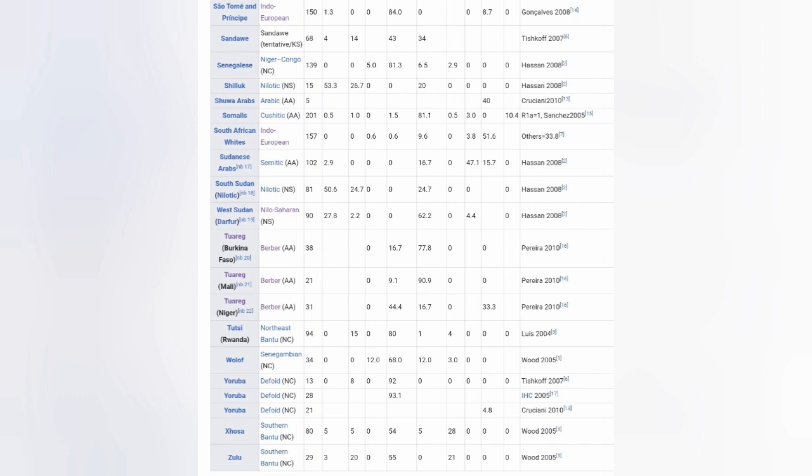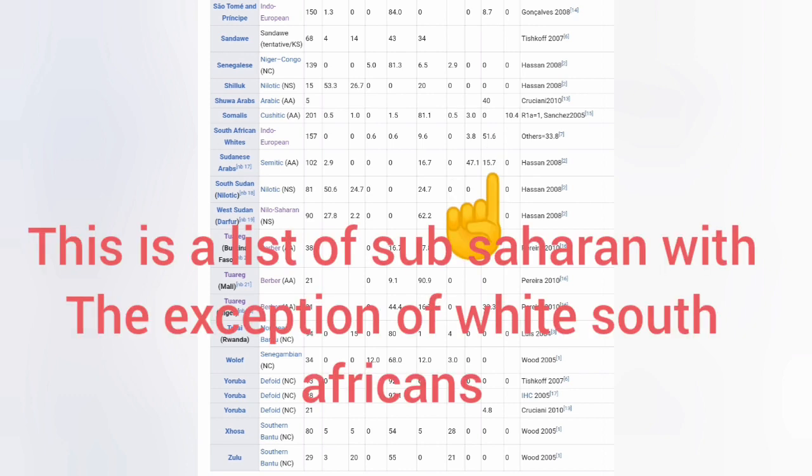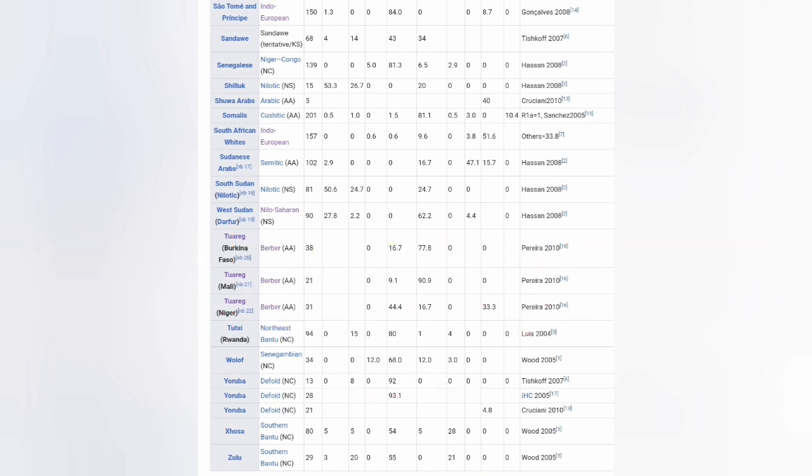40% in Arabic speakers. 51% in South African white people. 15% in Sudanese. Let's go all the way down, skip the ones with zero. Berber, 33%, and 4.8% in the Yoruba, and the Zulus and others have zeros.